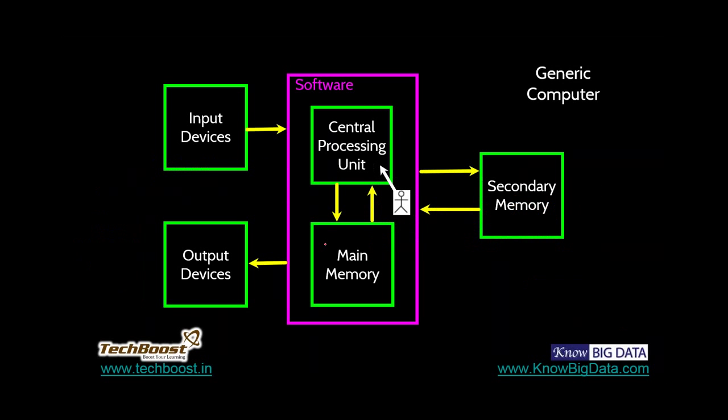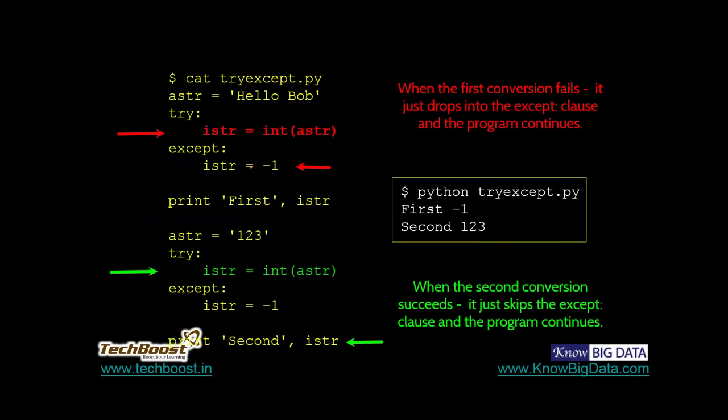All right. So this is a very high level picture of where your processing happens, and you have main memory and CPU talking, and then you have a secondary memory. This is just the basics of it.